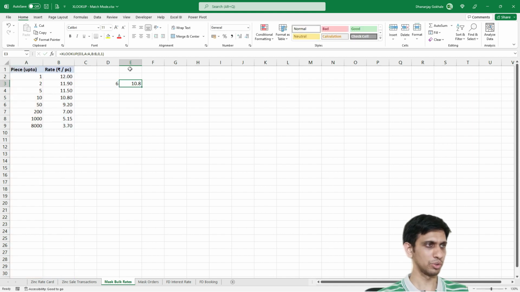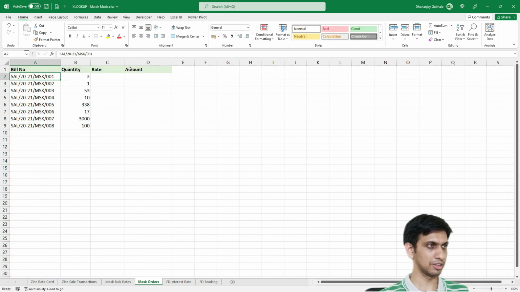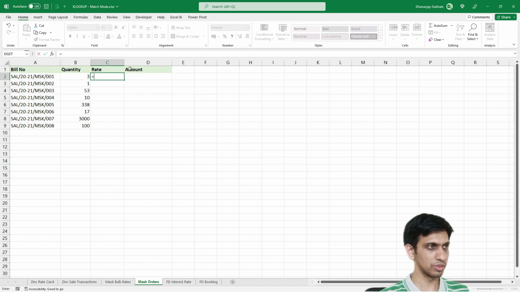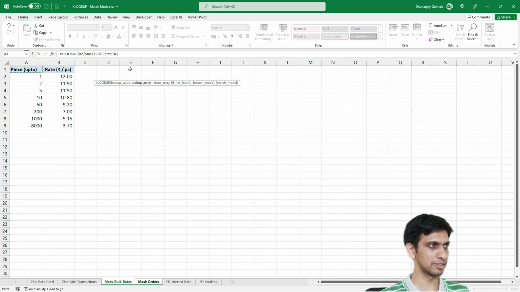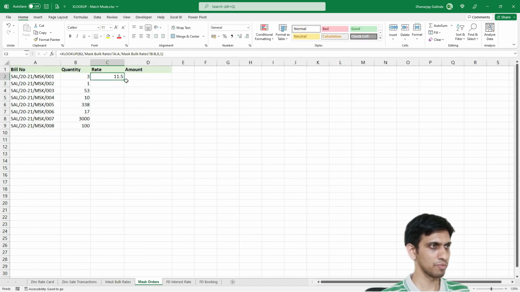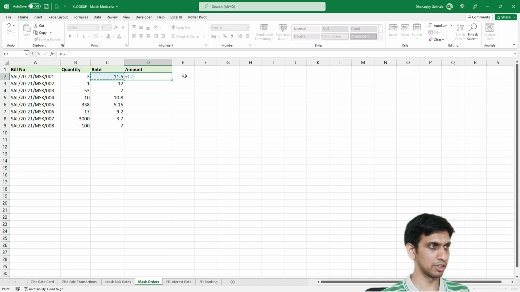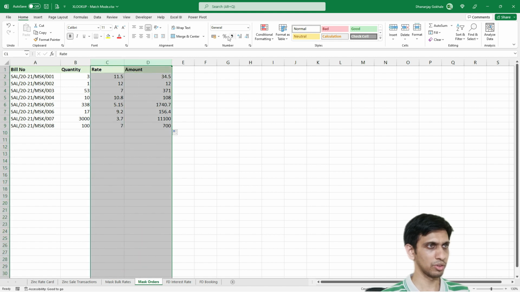Let me write the formula here. Is equal to XLOOKUP, search for this quantity in this column, and fetch rates from here, comma, not found 0, and this time it should be 1. And this, quantity into rate. Simple. And you can comma format it.